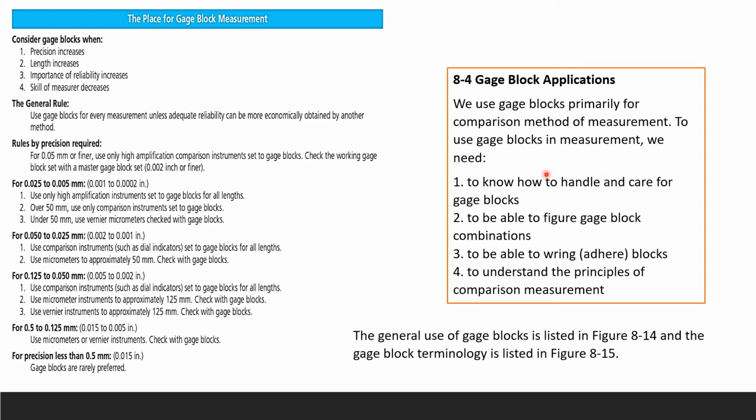So gauge block application: we use gauge blocks primarily for the comparison method of measurement. To use gauge blocks in measurement, we need all four of them. First, to know how to handle and care for gauge blocks. The second is to be able to figure gauge block combinations. The third is to be able to ring or adhere the blocks together or stack them up. And the fourth is to understand the principles of comparison measurement.